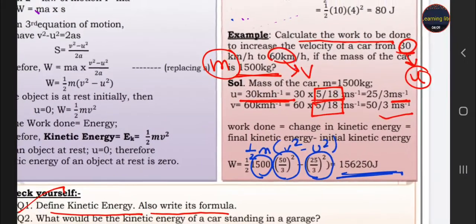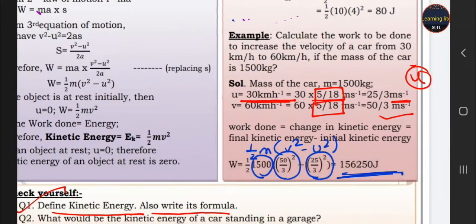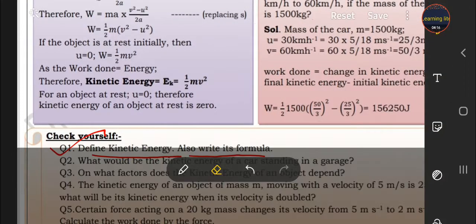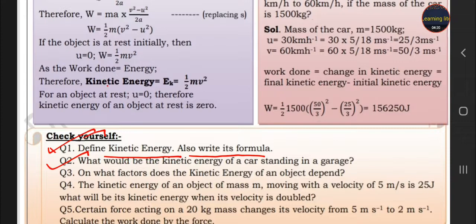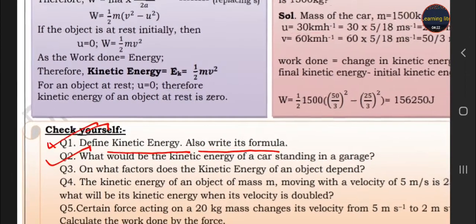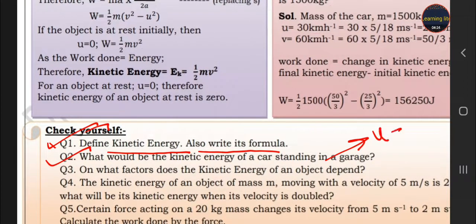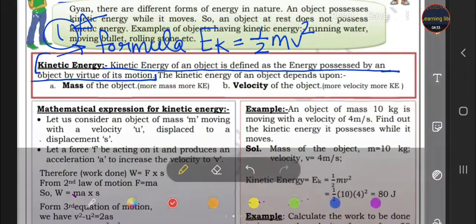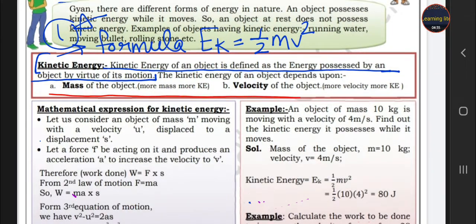Second one. What would be the kinetic energy of a car standing in a garage? When the car is standing in a garage, it means its velocity is 0. So, its kinetic energy is also 0. On what factor does kinetic energy depend? So, this is your third answer.